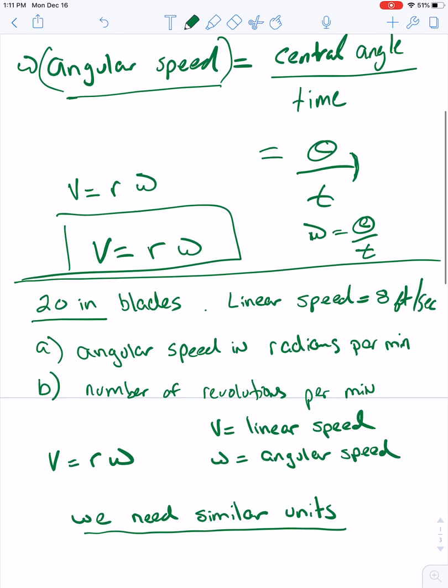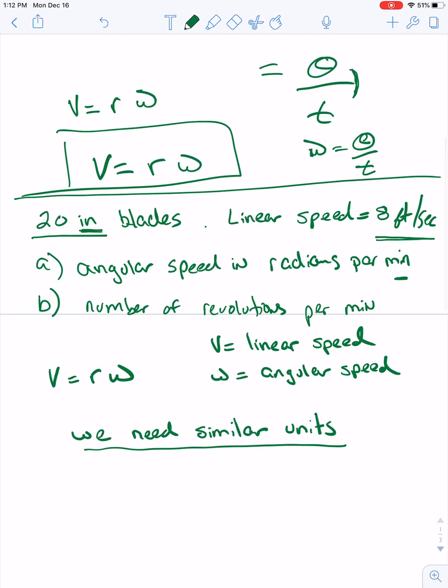Okay, so in an example problem, it says we have a ceiling fan with 20-inch blades, and we're dealing with a linear speed. The fan spins at a linear speed of 8 feet per second. So question A wants us to find the angular speed in radians per minute. Well, since radius is in inches, first thing we want to do is convert that to inches. And we know we want to work in minutes, so we're going to want to also convert it to inches per minute. So let's do that first.